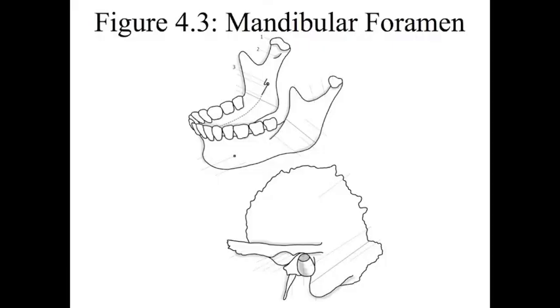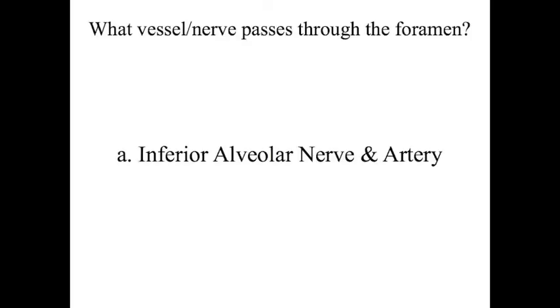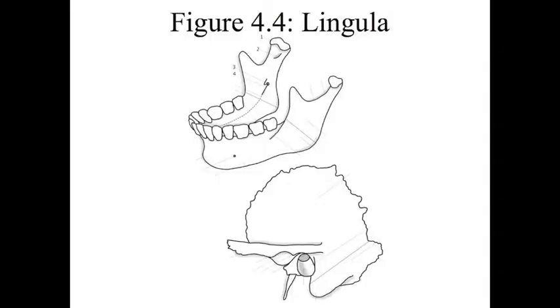Number 3 is the mandibular foramen. This is the entrance to the mandibular canal. But it's not the mandibular nerve that goes through it, it's the inferior alveolar nerve. You're going to learn a lot about that one. So inferior alveolar nerve and the inferior alveolar artery. Number 4 is the lingula. It's a little piece of bone that overhangs the mandibular foramen.